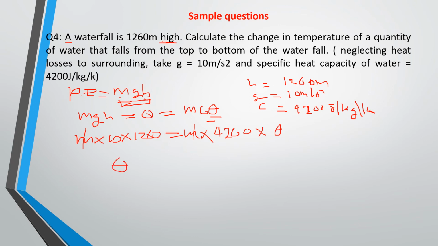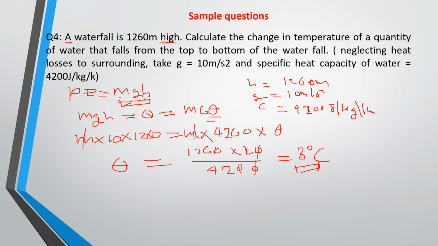make change in temperature your subject of formula, so that you have 1260 times 10 is equal to what? 4200. So you can work this out. If you work this out, all this one will cancel out, so that your answer will come out to be 3 degrees centigrade. So this will be the change in temperature.